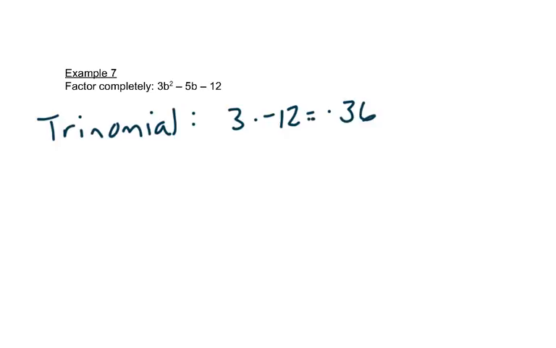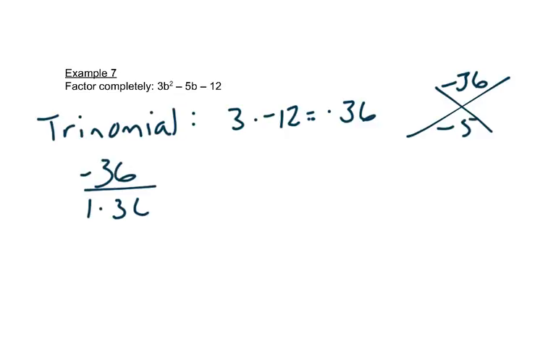So this one is in standard form. There is not a greatest common factor between 3, 5, and 12. So we just start with our trinomial. We take 3 times -12 and we get -36. So we're trying to multiply to get -36 and add to get a -5.